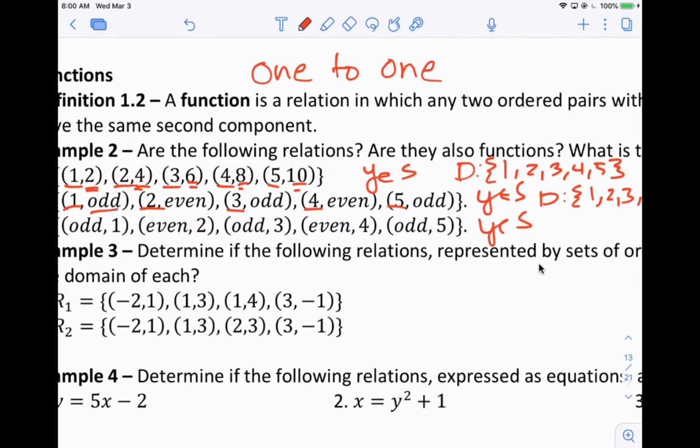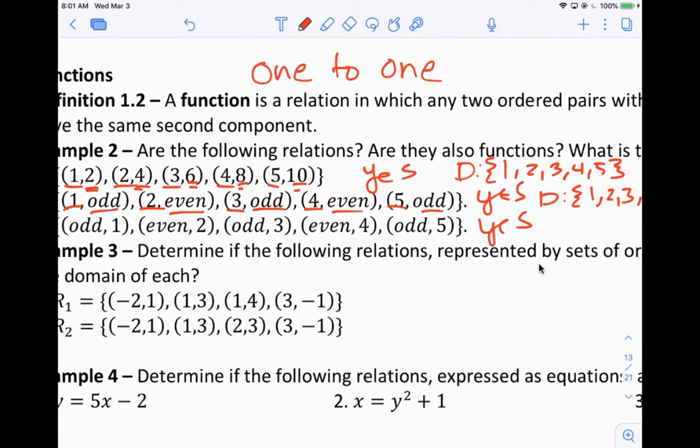All right, what happens? 1 goes to odd, 2 goes to even, 3 goes to odd, 4 goes to even, and 5 goes to odd. So is this a function? You may hesitate to say yes because we see a bunch going to the same place. 1 goes to odd, but 3 also goes to odd. 5 also goes to odd. So you'd think, no, this can't be a function. They're all going to the same place. But for every domain value, there's a unique output. We don't see 1 going to two different ideas.